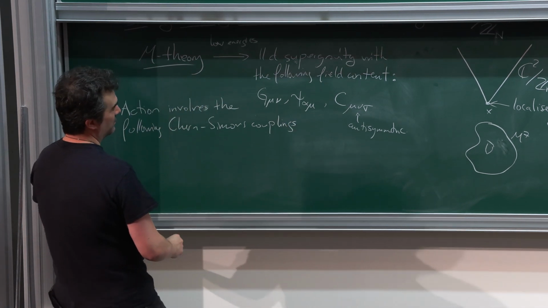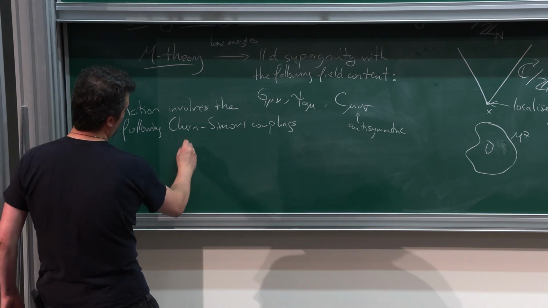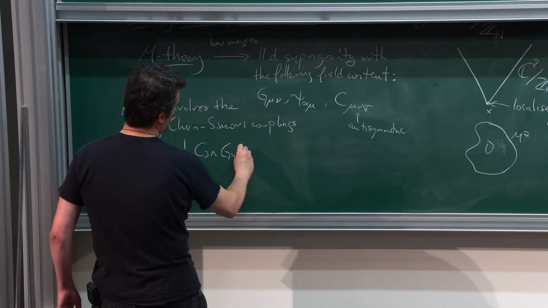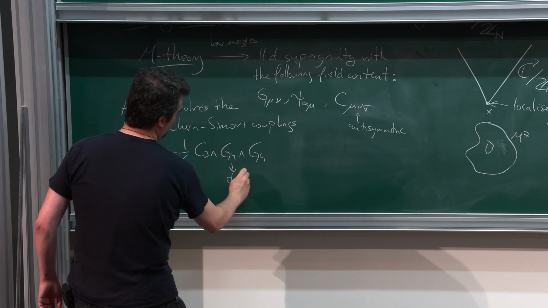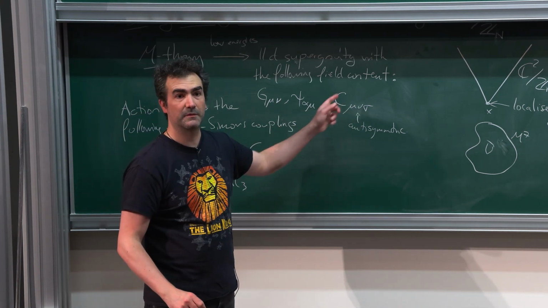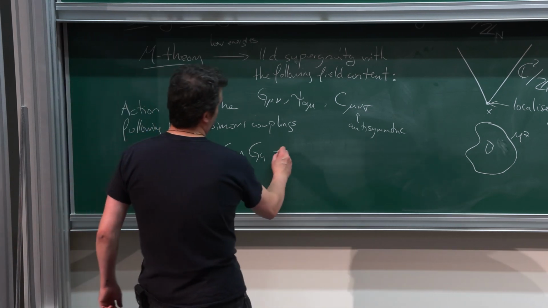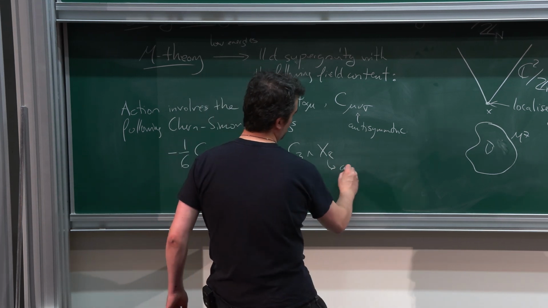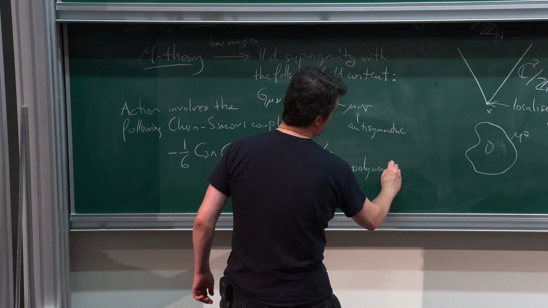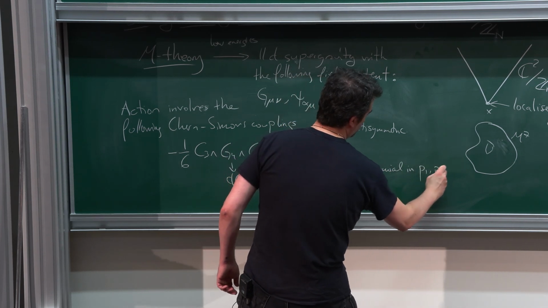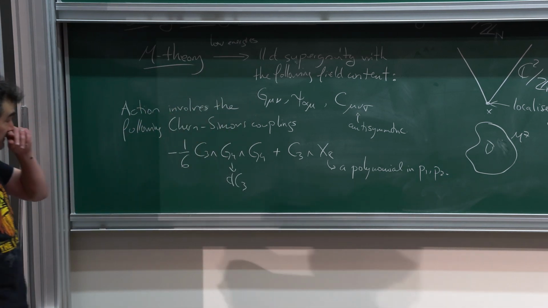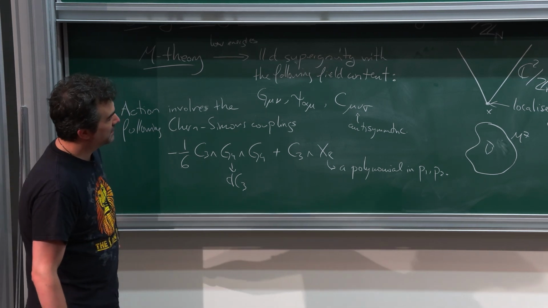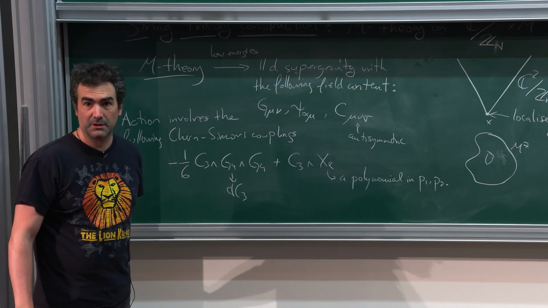Okay, these are going to be sort of the most important ones in my story. The first one has this form: minus 1/6 C3 wedge G4 wedge G4, where G4 is dC3. So here C3 is this field here. And there's another coupling, which is of the form C3 wedge X8, where X8 is a polynomial in p1 and p2. Okay, so for analyzing the system, this is all I need to understand about M theory.